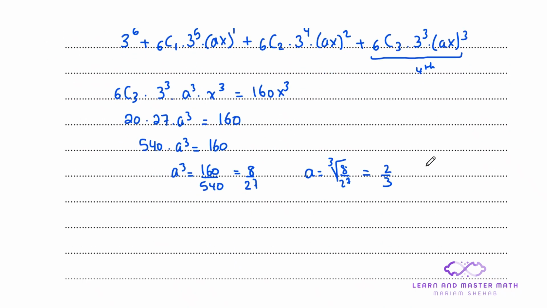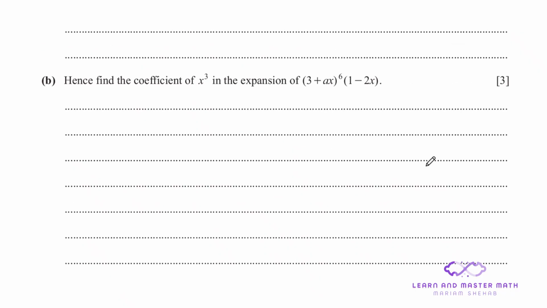Now let's move to part B. Hence, find the coefficient of x cubed in the expansion of (3 + ax)^6 times (1 - 2x). Well, here we need the coefficient of x cubed.